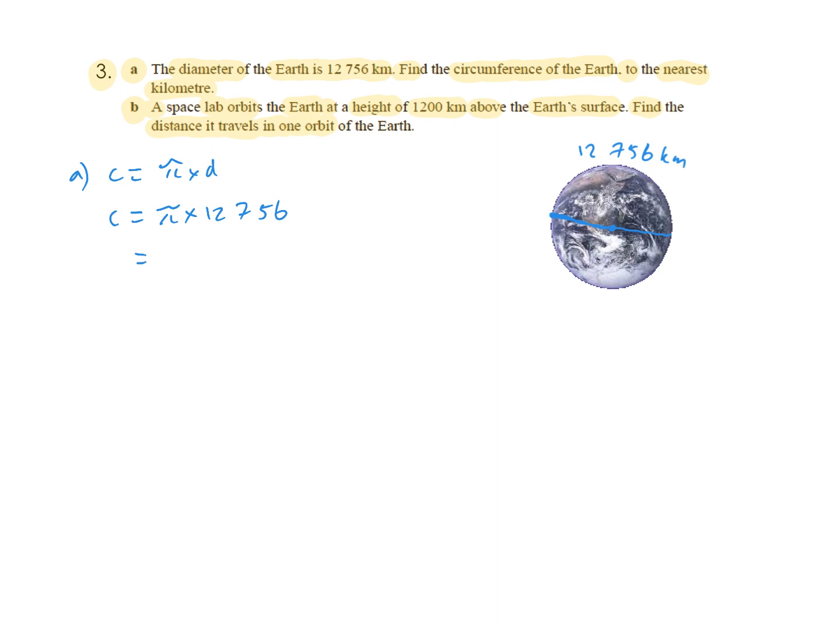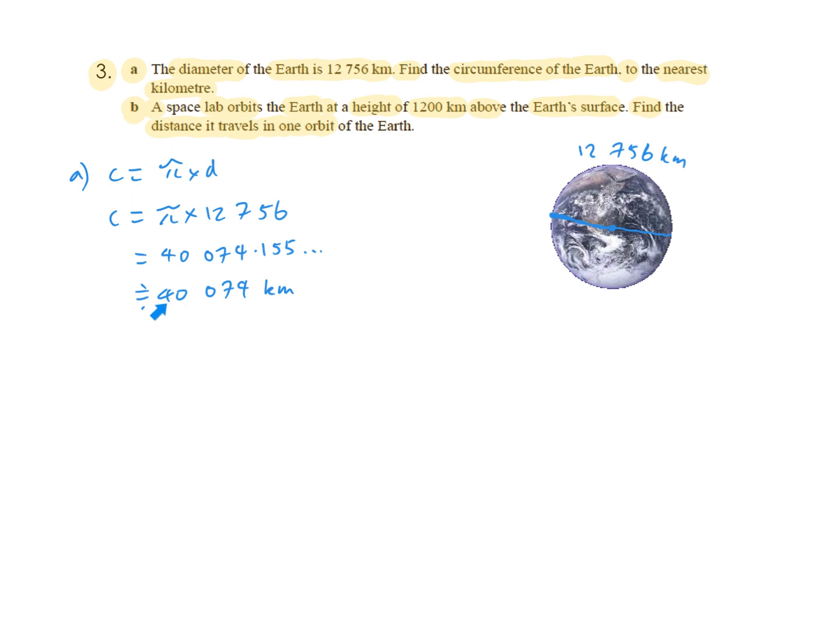Okay. The calculator says 40074.155... To the nearest kilometer. If this is kilometers, this will be the nearest whole number. So 40,074. Ones go down. I don't write 0.0, I just put my units. And we're done. 40,074 kilometers.